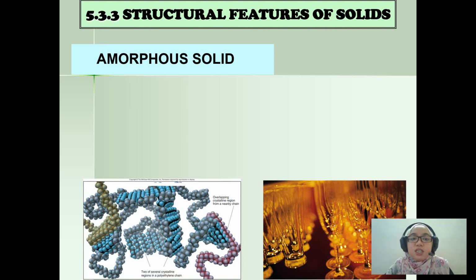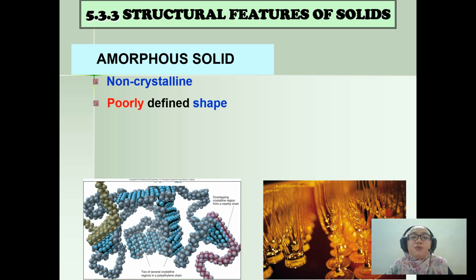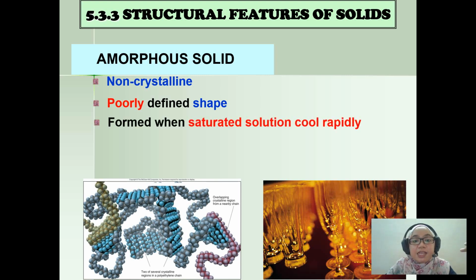Alright, so now we look at the amorphous solid. So what is actually meant by amorphous solid? So it is a non-crystalline solid. It has a poorly defined shape. Kalau tadi dia ada well-defined shape, crystalline solid has a well-defined shape. However, amorphous solid has a poorly defined shape. And it is formed when saturated solution is cooled rapidly. Tadi crystalline solid dia cool slowly. Tapi ni amorphous solid dia cool rapidly.